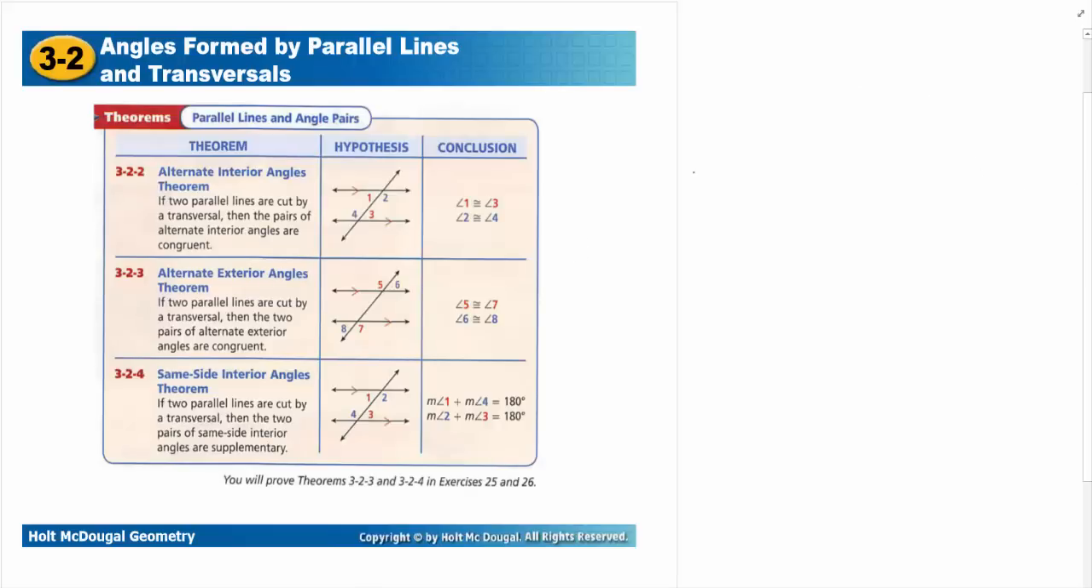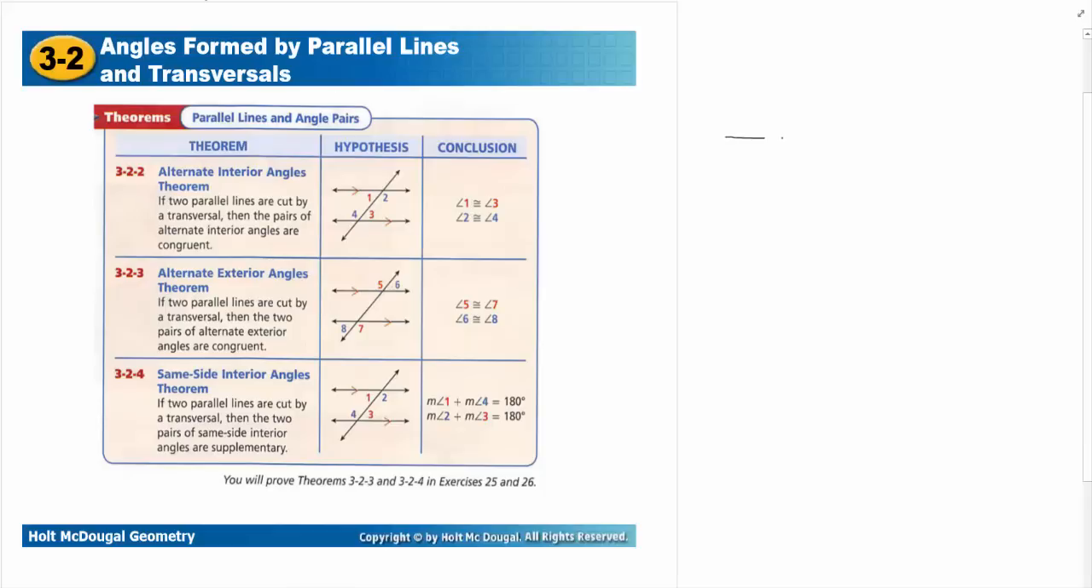Okay, so these are the theorems, so make sure you know them by heart. I can give you an easy way to kind of remember them, but make sure you write them down first, and then again, pause the video while you do it, and then I'll go ahead and show you my little shortcut.